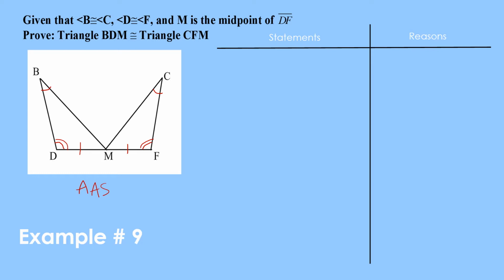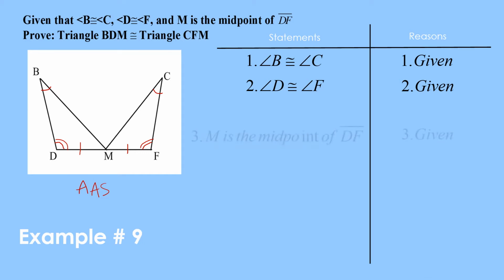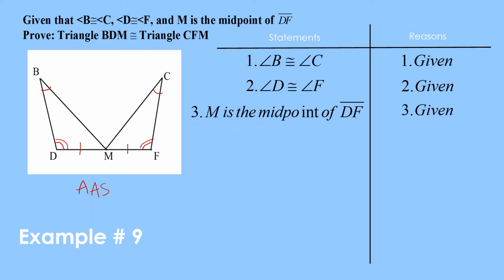When I start my proof, then again, we always want to start with our pieces of information that are given to us. So the first line in my proof should be angle B congruent to angle C. And again, that justification is given. So when we're writing these down, these first couple steps should be the easiest part of our proof because this information is given to us. And since they gave us 3 things, I should be writing down 3 different given statements. So they give us that D is congruent to F, and we also were given that M is the midpoint of DF.